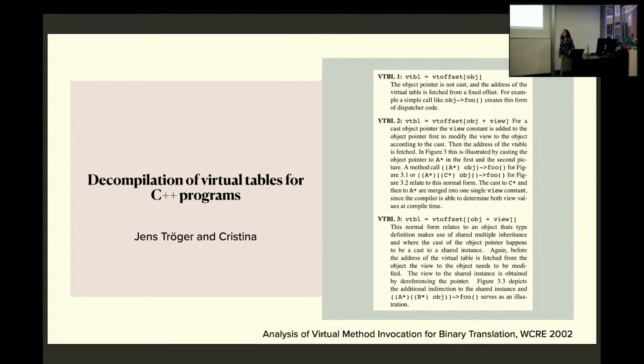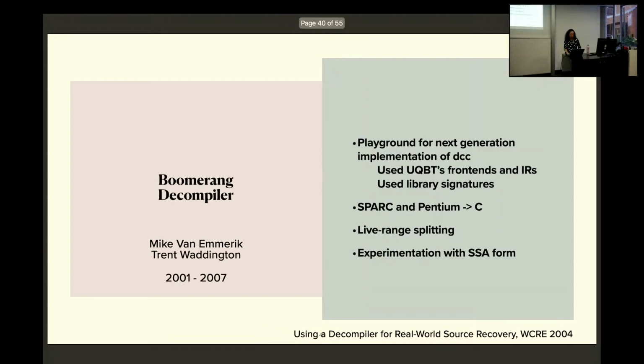And then there was some more work being done. Ian Stroger was a student of John's. I ended up co-supervising, C++. Oh, it has virtual tables. Now we need to start looking into other types of things. We ended up finding 3 different types of patterns that would encapsulate a lot of that. And then both Mike and Trent ended up branching out into their own decompiler, the Boomerang decompiler. And they used it as a playground for various different types of ideas that they had.